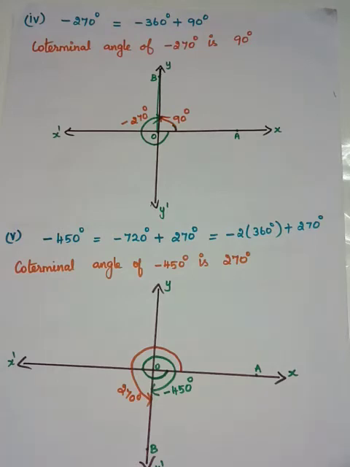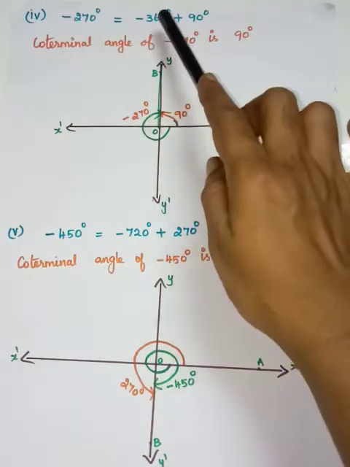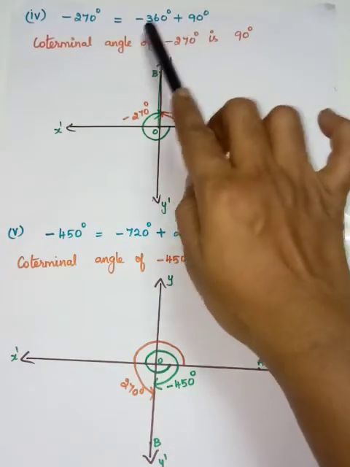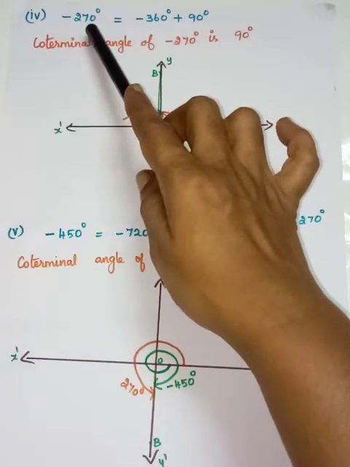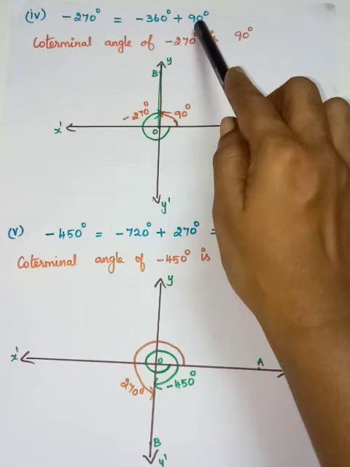So while you are writing a negative angle, be careful in writing it. So minus 360 degree plus 90 degree. Okay, see, minus 360 degree plus 90 degree. So when you do this subtraction, you will get minus 270 degree. So the coterminal angle of minus 270 degree is 90 degree.